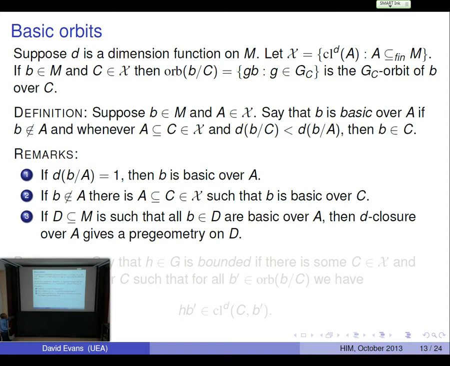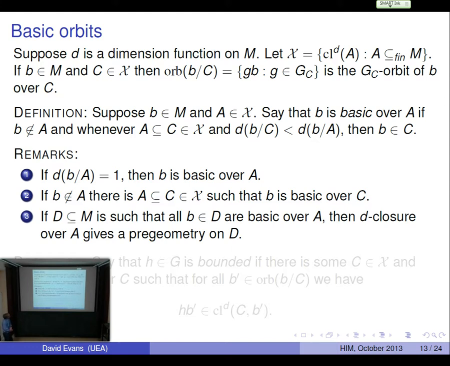Okay, I want to translate this condition of moving almost maximally into this context. So let me do that. This is the notion of basic orbits. Well, roughly, basic orbits will correspond to strongly minimal sets in Lascar's result. And we'll want to just look at moving maximally on basic orbits, moving almost maximally on basic orbits.